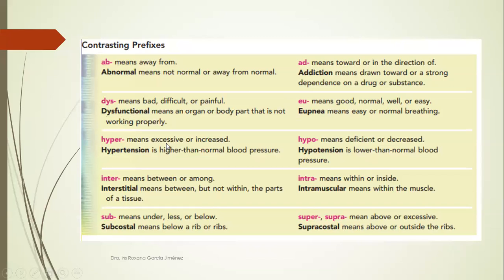Hyper, excessive or increased. Hypertension. Hypo, deficient or decreased. Hypotension. Inter, between or among. Interstitial. Intra, within or inside. Intramuscular. Sub means under, less, or below. Subcostal. Super or supra means above or excessive. Supracostal. So you can see all of them are showing us opposite situations when we compare the meanings.